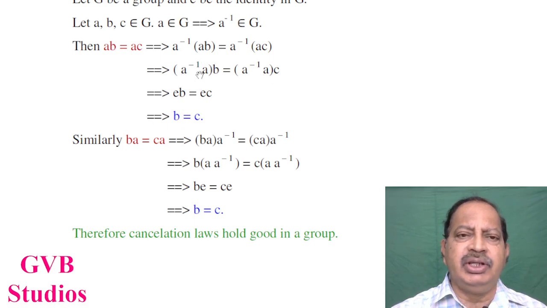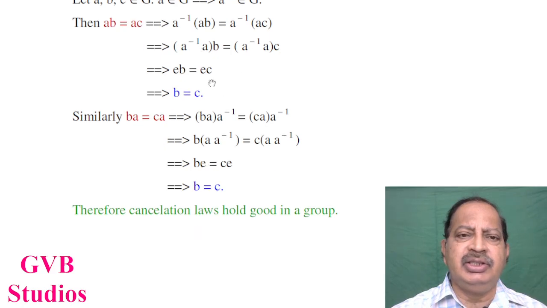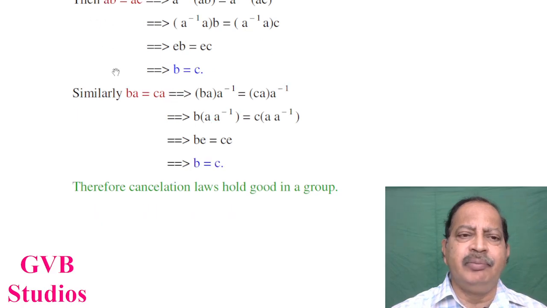We know that a inverse a is equal to e. So I will write eb here, ec here. Since e is the identity element, we get b here and c here. So b is equal to c. Thus ab is equal to ac implies b is equal to c. Left side a is cancelled. Write simply like this only. Don't cancel. Don't put a cross mark on a.